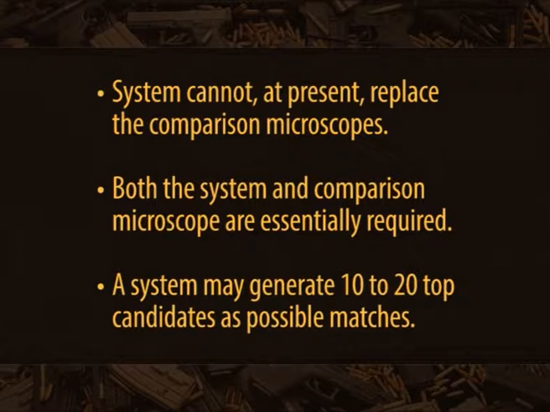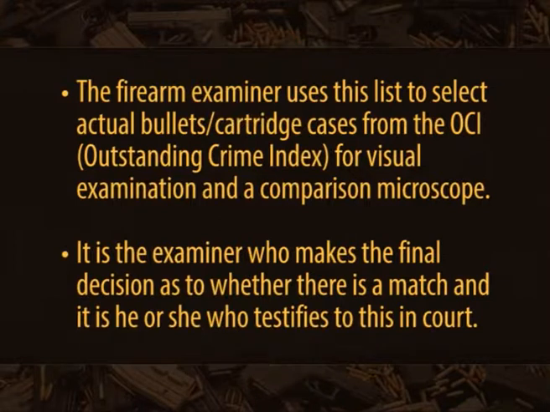A system may generate 10 to 20 top candidates as possible matches. The firearm examiner uses this list to select actual bullets or cartridge cases from the OCI, that is Outstanding Crime Index, for visual examination under a comparison microscope. It is the examiner who makes the final decision as to whether there is a match, and it is he or she who testifies this in the court.